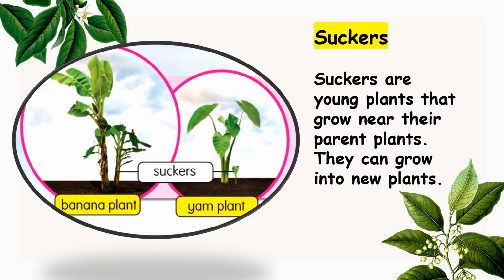Number two, suckers. Suckers are young plants that grow near their parent plants. They can grow into new plants. Examples here, banana plant and also yam plant. You can see here, the big one is the parent plant, and the small one we call suckers.